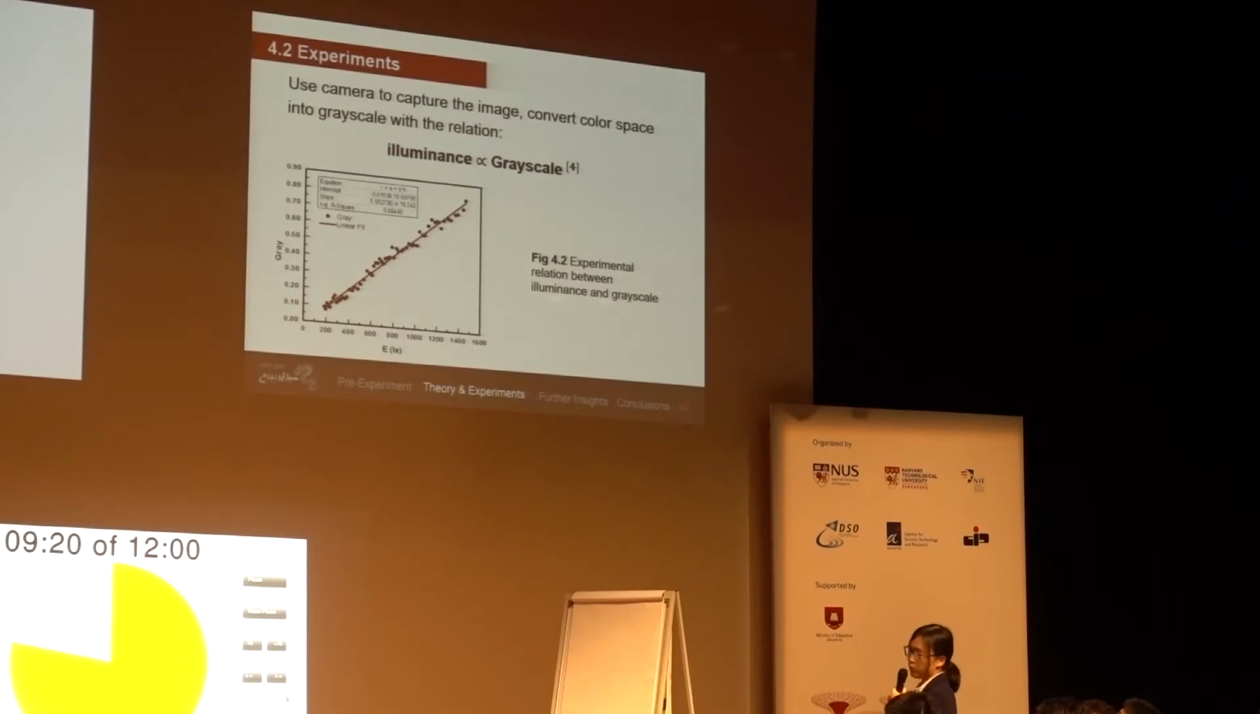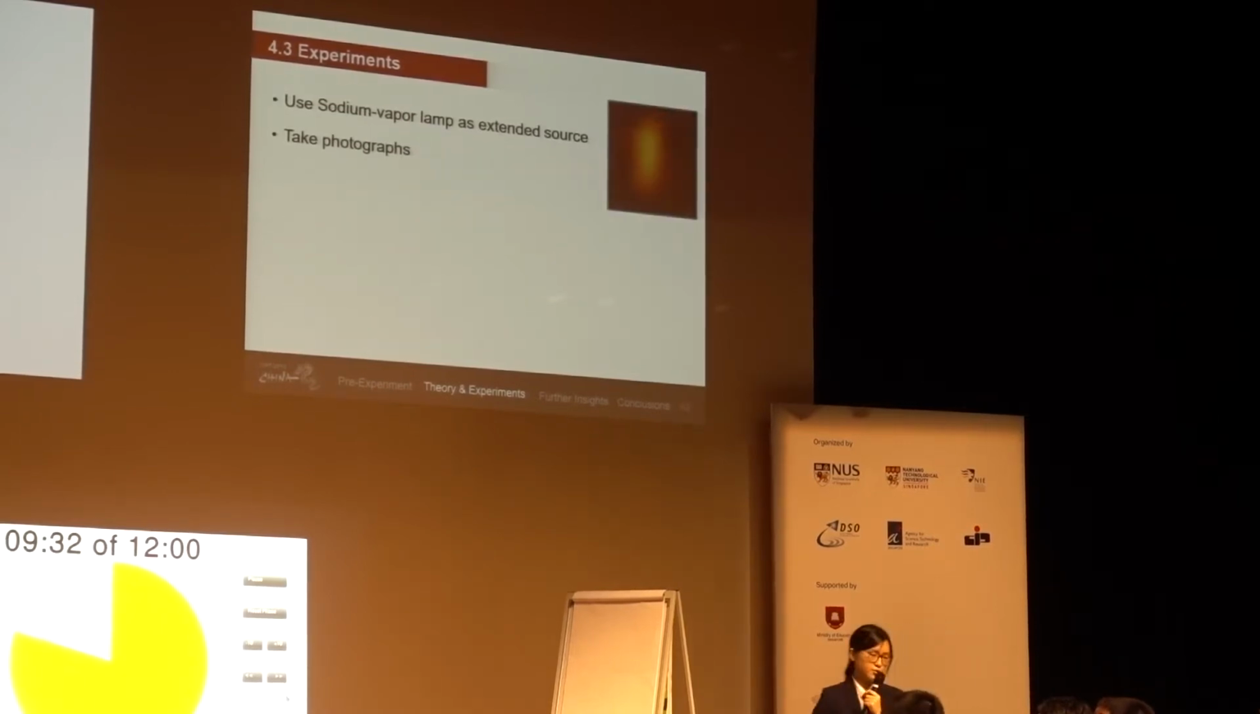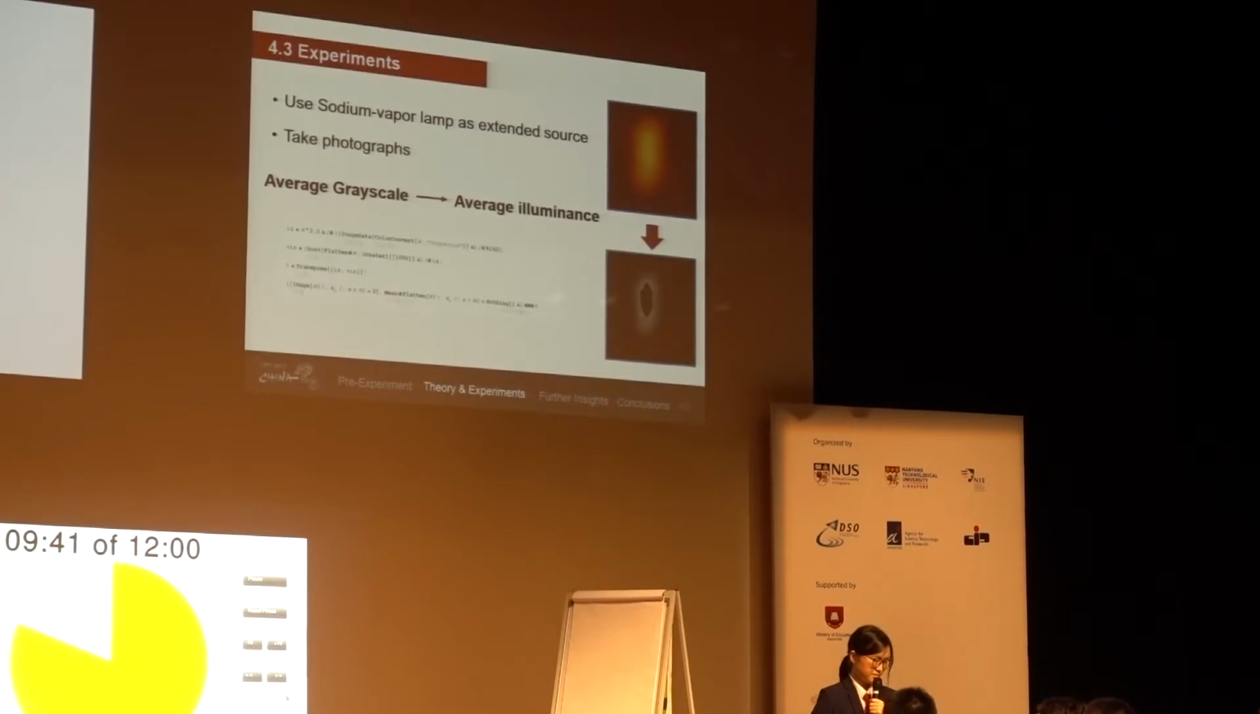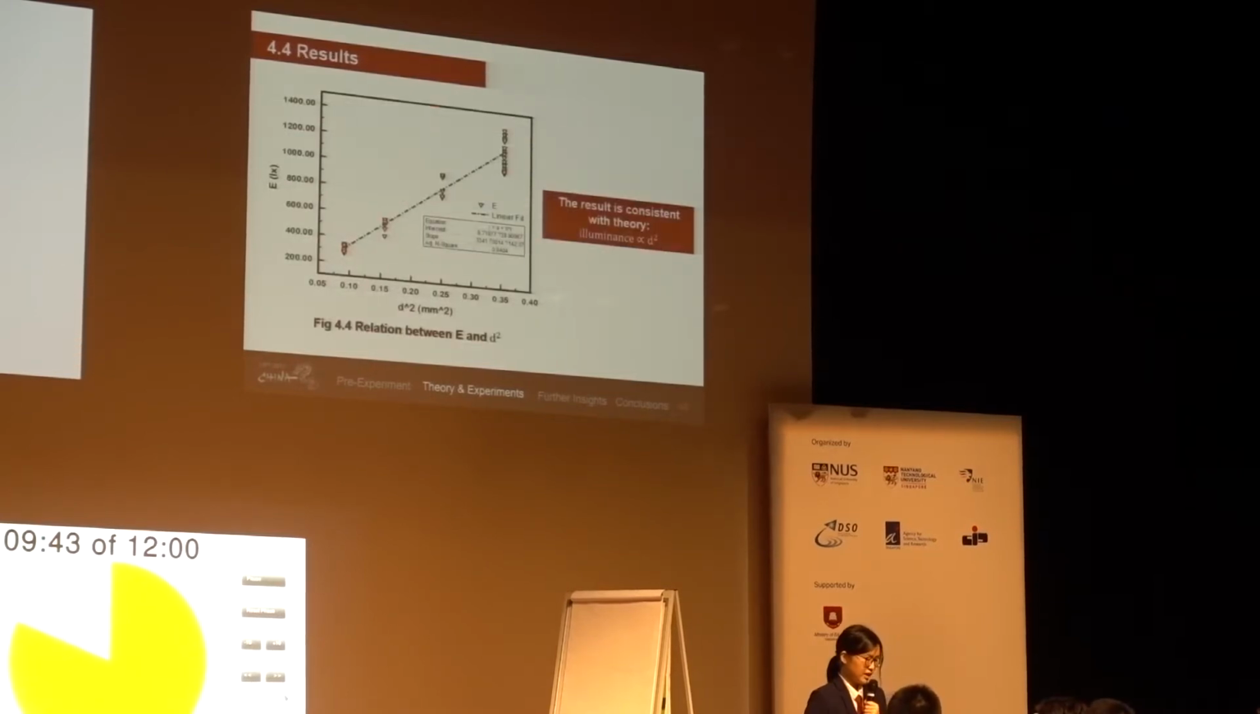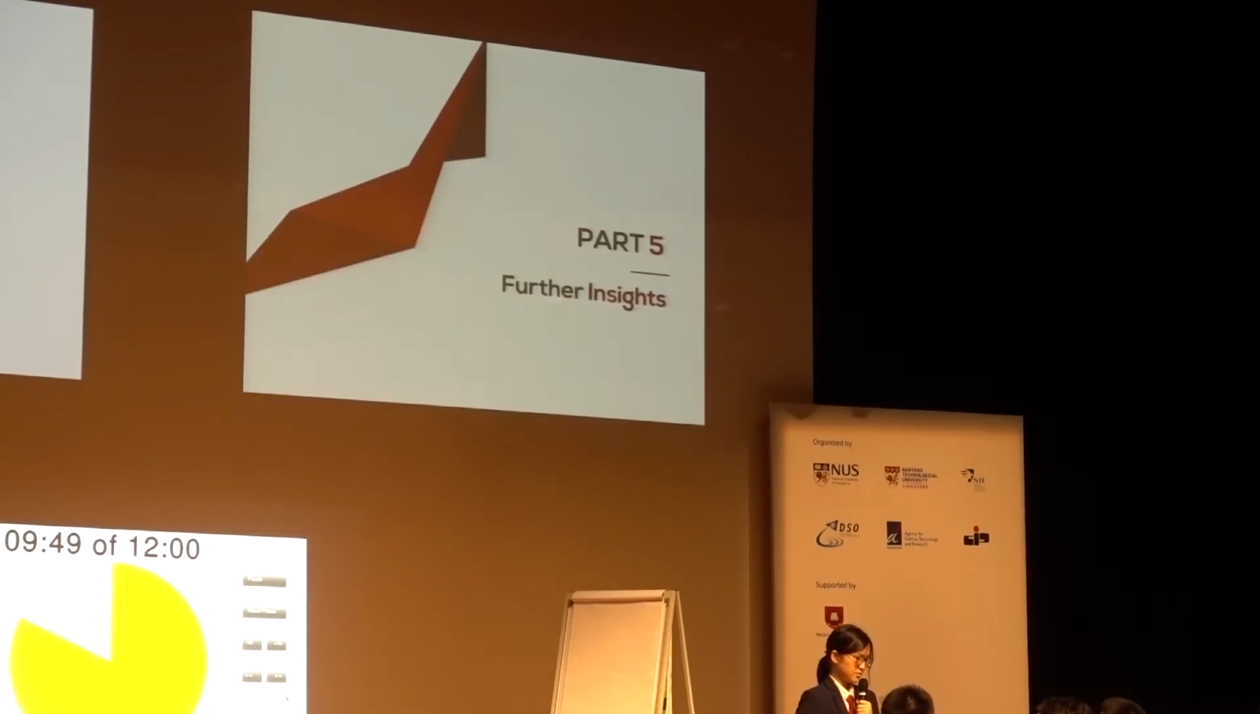To do the experiment, we shoot some pictures and try to get the grayscale, and we found that grayscale is actually proportional to the illuminance of the picture, and this is our Tabor line. For the experiment, we use a sodium vapor lamp as an extended source and take photos of it, and change the average grayscale to average luminance. And here's the result we get. We can see that the result coincides with the theory that the luminance is proportional to the square of the diameter of the pinhole.